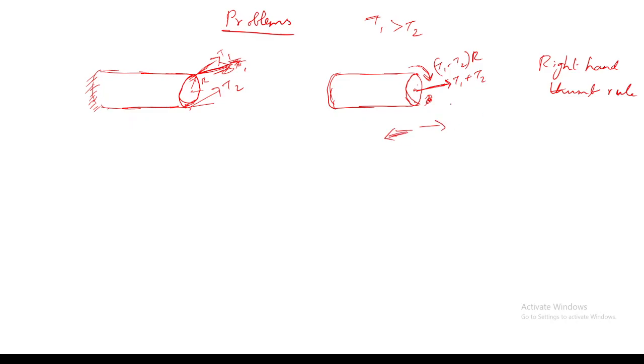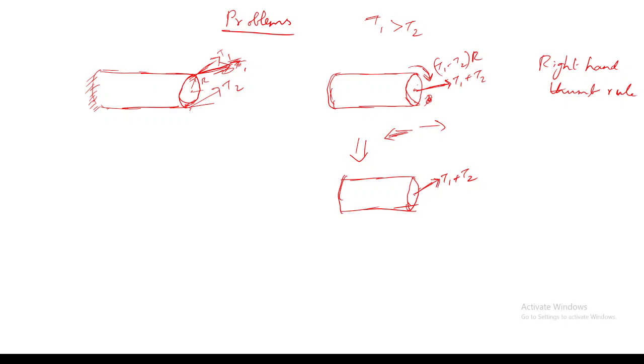Yes, it will be inside. So I can replace the same system with a shear force, which is T1 plus T2. Okay, this is not an axial load, this is a shear load.